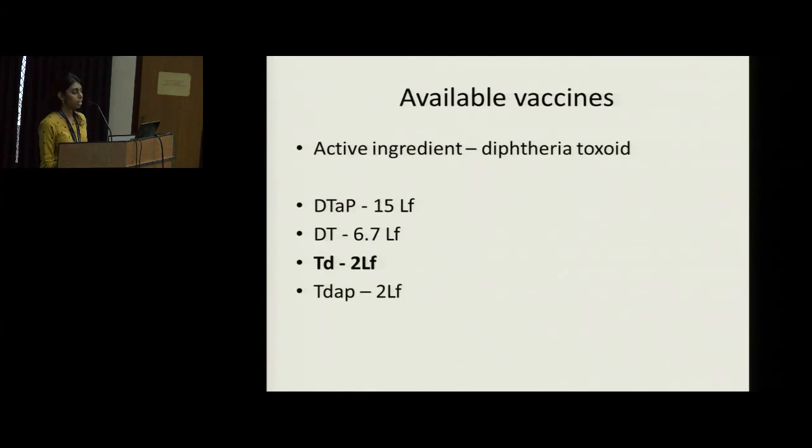This is because the active ingredient in vaccines is the diphtheria toxoid, and it's present in different concentrations in the various vaccines. The DTaP, the DT, and the Tdap are used for primary immunization, so they have a higher concentration, which is measured in limits of flocculation. The TD is the vaccine that is recommended for adults every 10 years. That has a low concentration of the diphtheria toxoid too.